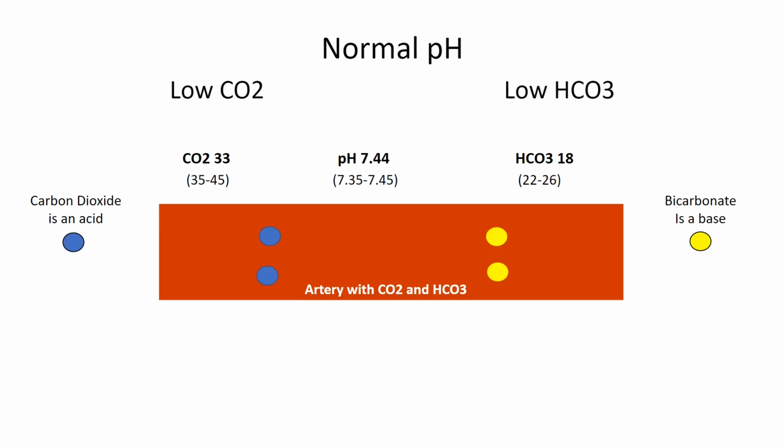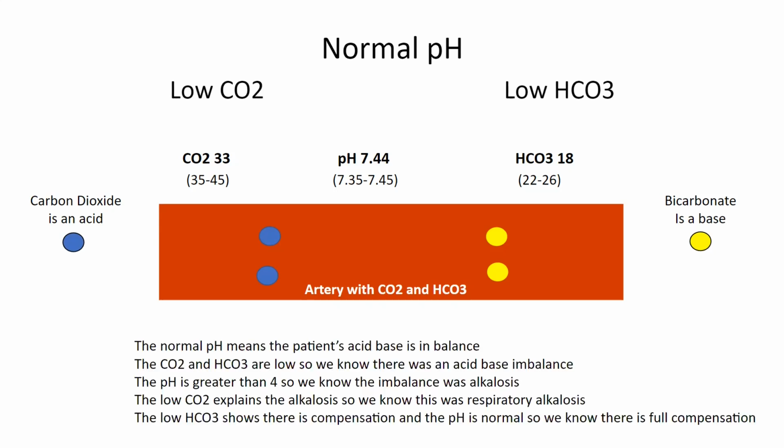And here there is balance. The pH is normal again, but we know there's an imbalance because the CO2 and the HCO3 are both abnormal. The pH is greater than 7.40, so we know the imbalance was alkalosis. The low CO2 explains the alkalosis, so we know this was respiratory alkalosis. The low HCO3 shows there was compensation, and the pH is normal, so we know there was full compensation. This is fully compensated respiratory alkalosis.